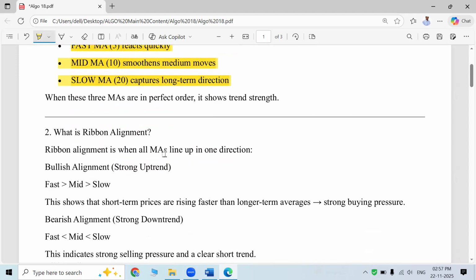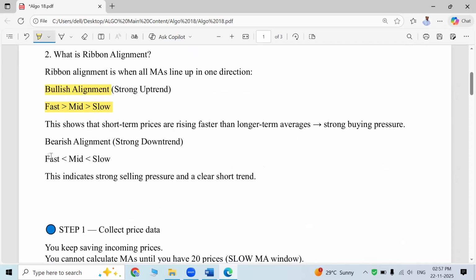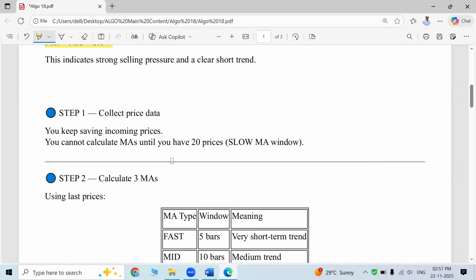Now, what is the meaning of ribbon alignment? When you trade with ribbon alignment, we check only two conditions. When the fast value is greater than mid, and mid is greater than slow, we consider it a bullish alignment, and we trade on the upside. When the fast value is less than mid, and mid is less than slow, we consider it a bearish alignment, and we trade on the downside.